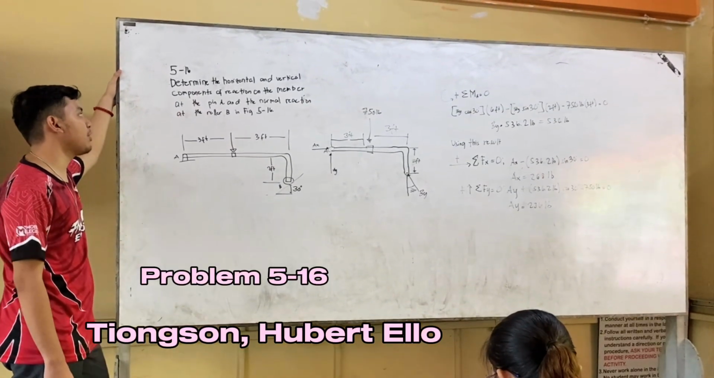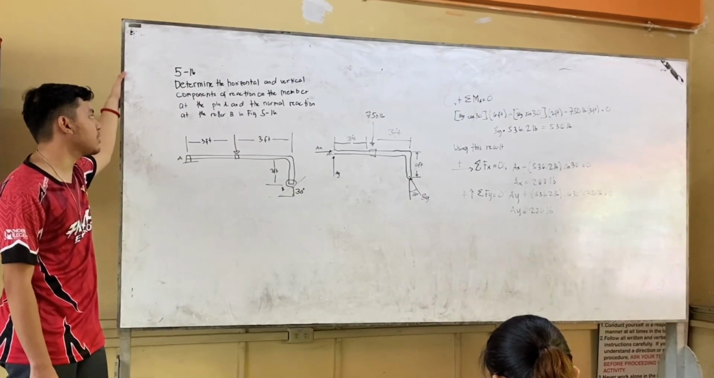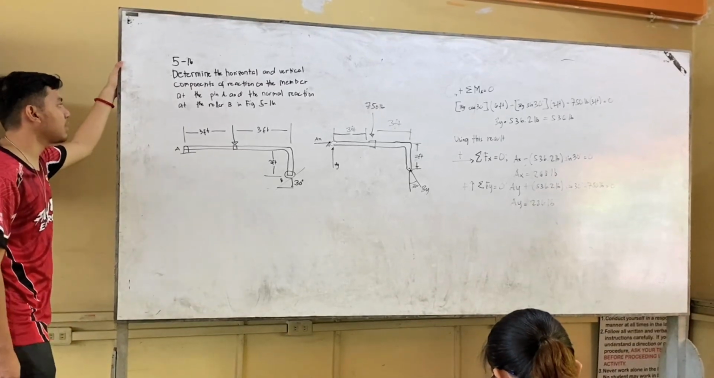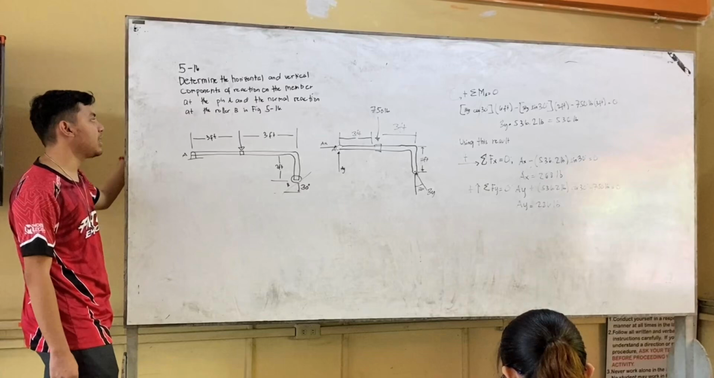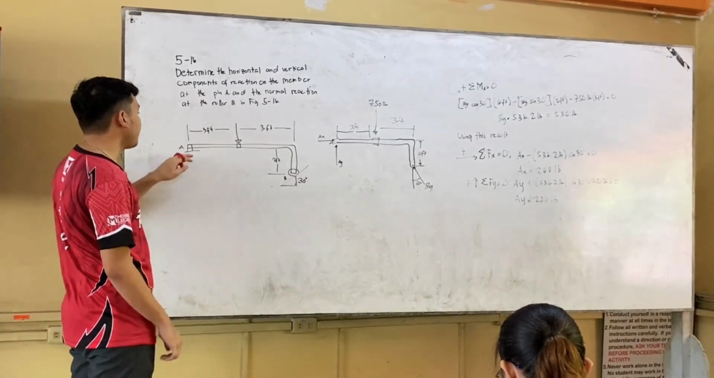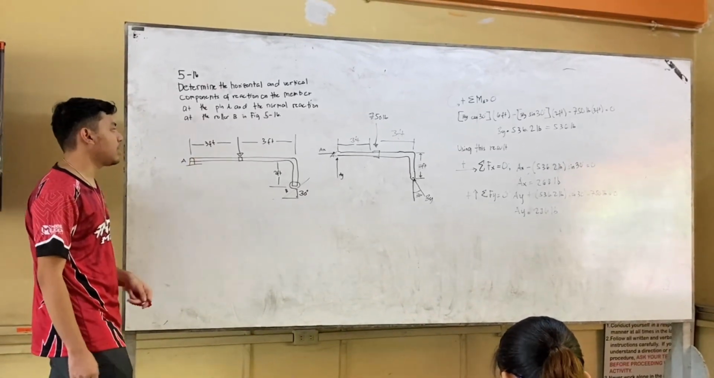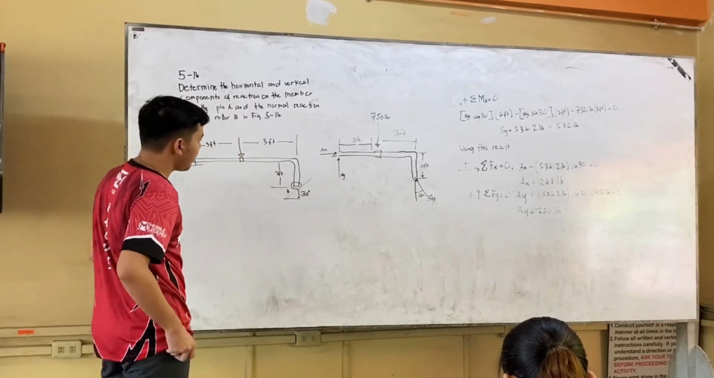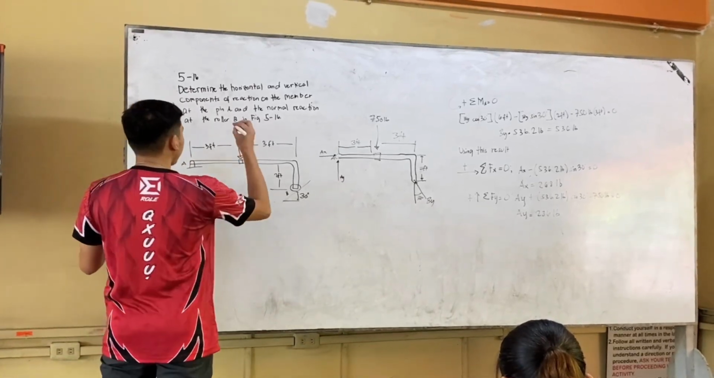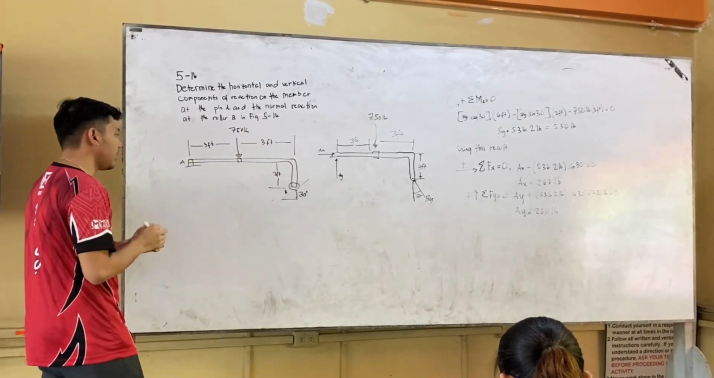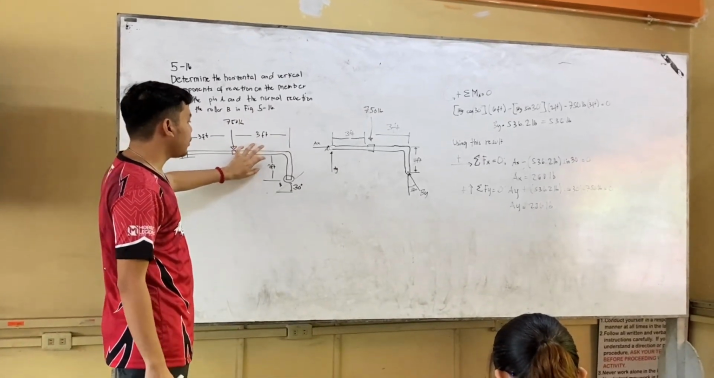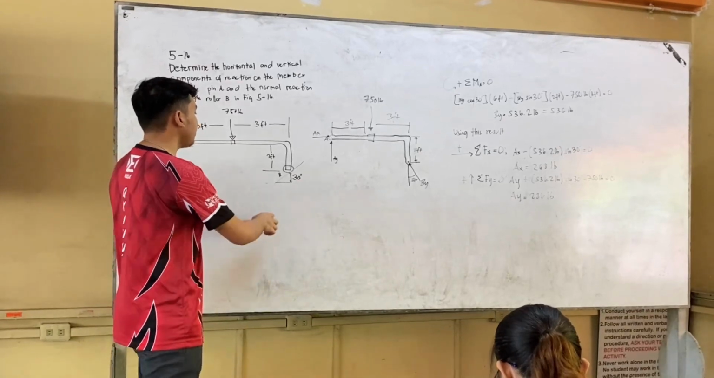Determine the resultant components of reaction at the pin A and the normal reaction at the roller B. So you have a diagram, you have 3 feet and a 750 pound force, and 3 feet and 2 feet, and the reaction at B.